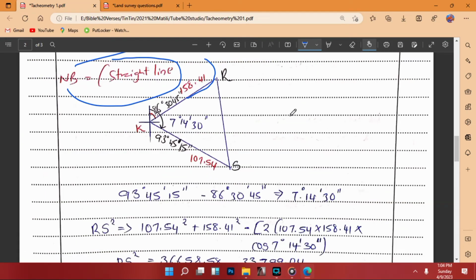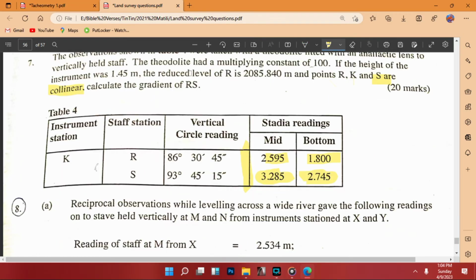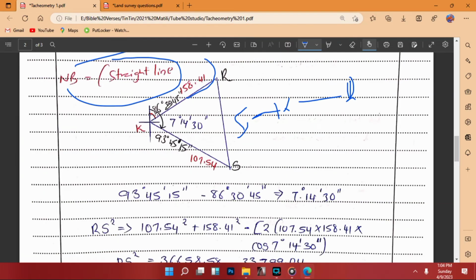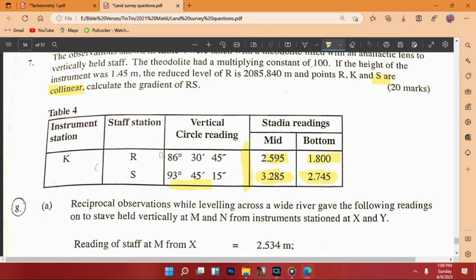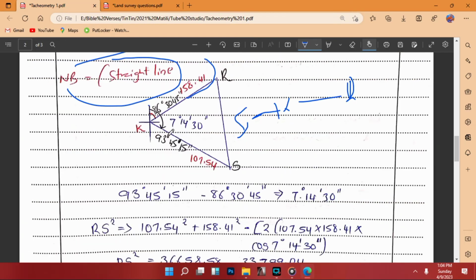So here we have K, it is straight to R, and the same, it is straight to S. The only difference between these two will be provided in the vertical circle reading that we have here. So we use the vertical circle reading in order to find the angle that was different in those points. When you go back and draw the compass, having moved from the true north, you go in a clockwise direction. The difference between this angle and this angle will provide you the angle between those points.